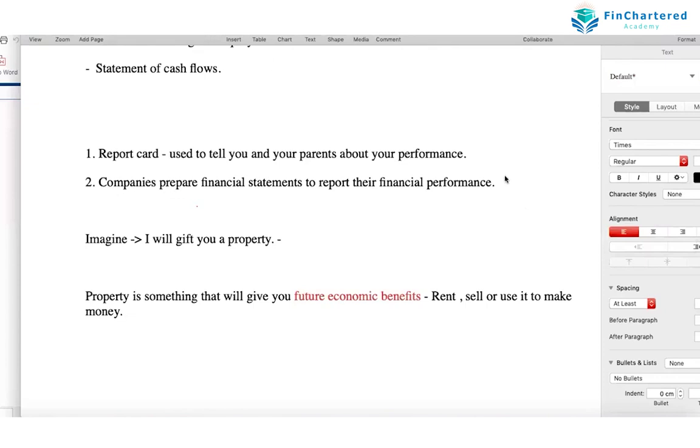I didn't tell you this. You guys told me that, oh, property we want. Why? Because it will give you future returns, future money.